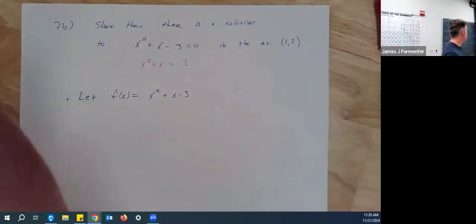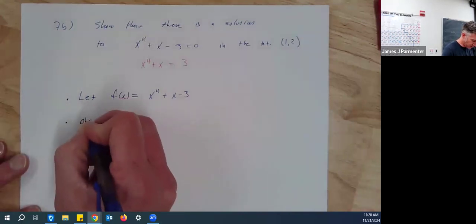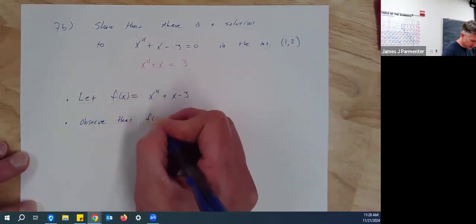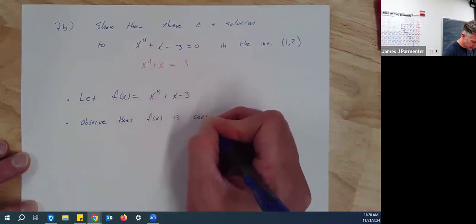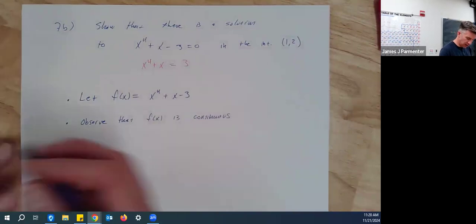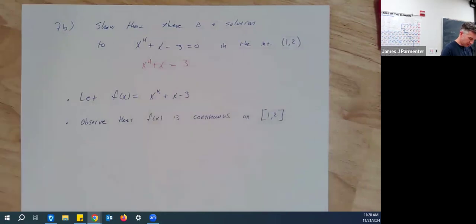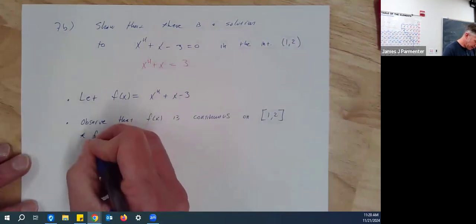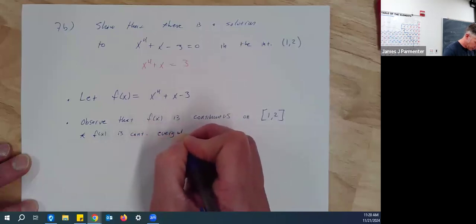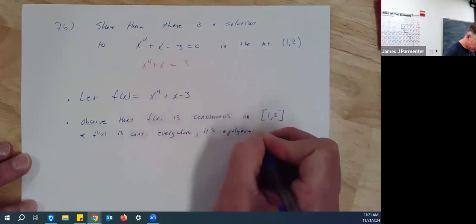I think it's important to at least state or point out, or observe, I think is the word I've chosen to be the best, observe that your function f of x is in fact continuous. This one's continuous everywhere. We are only concerned with it being continuous on the closed interval from 1 to 2. But note that f of x is continuous everywhere. It's a polynomial. That's all you need to say. You probably don't even have to say that.